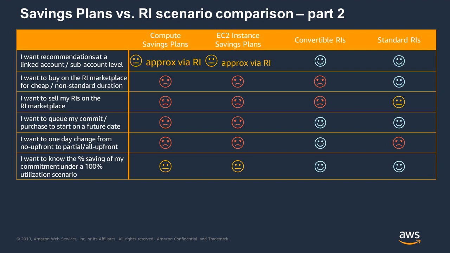And finally, if you want to know the exact savings percentage you're going to enjoy under a 100% RI utilization scenario, the convertible RI and the standard RI have absolute savings figures, whereas for savings plans, you're likely to enjoy those savings and actually likely to enjoy higher dollar discount savings because of its flexibility in applying to more of your usage. However, the certainty is reduced because the amount of savings realized depends on what you're actually running as underlying on-demand infrastructure.